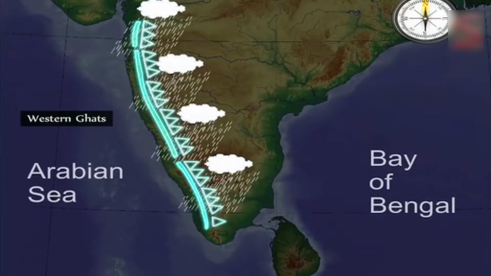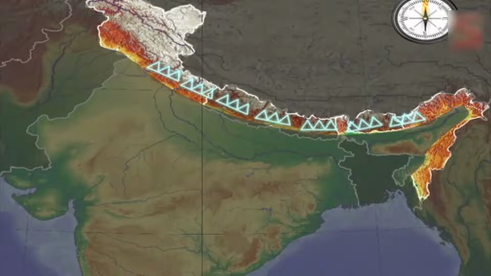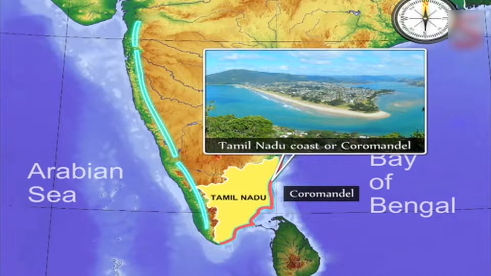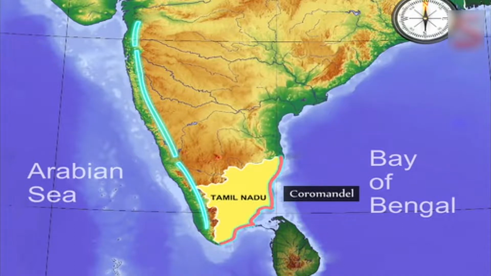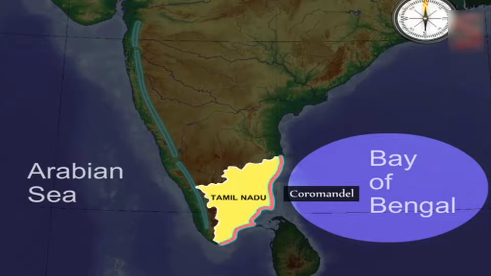Most of India's rainfall comes from the southwest monsoon. The rainfall is very high along the west coast due to the Western Ghats and due to the high-peaked hills in northeast India. The Tamil Nadu coast or Coromandel is generally dry during the season, as this area is the rain shadow region of the Arabian Sea branch and is parallel to the branch of Bay of Bengal.